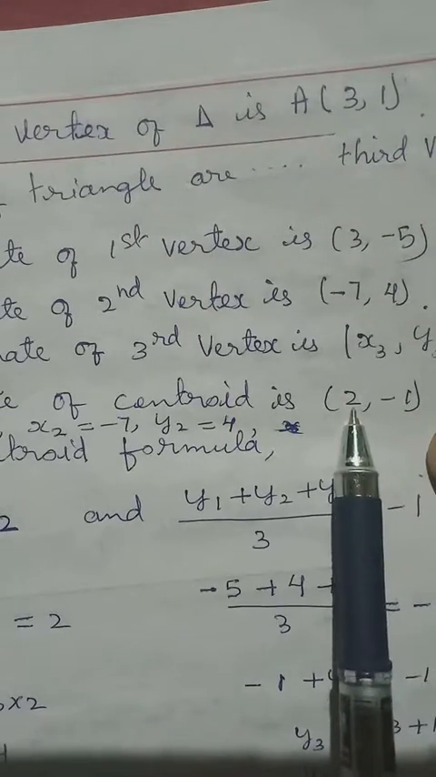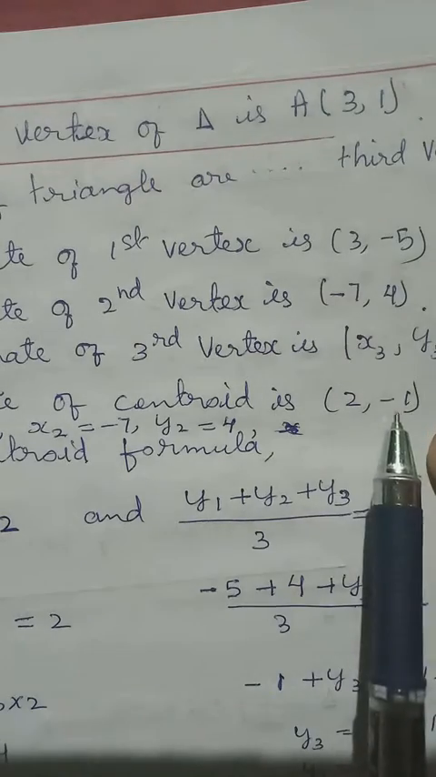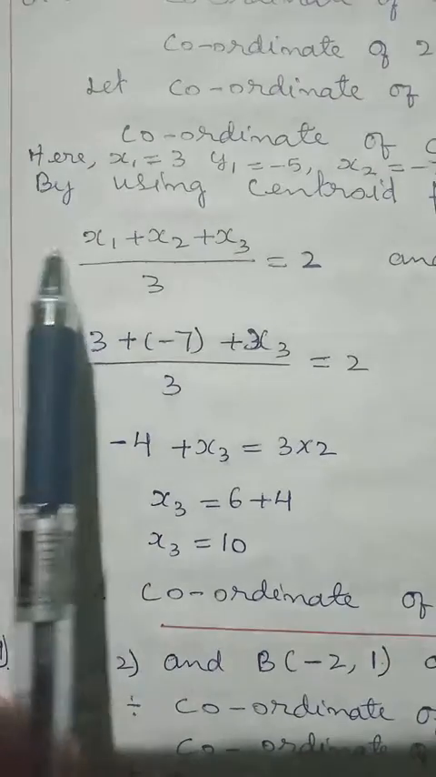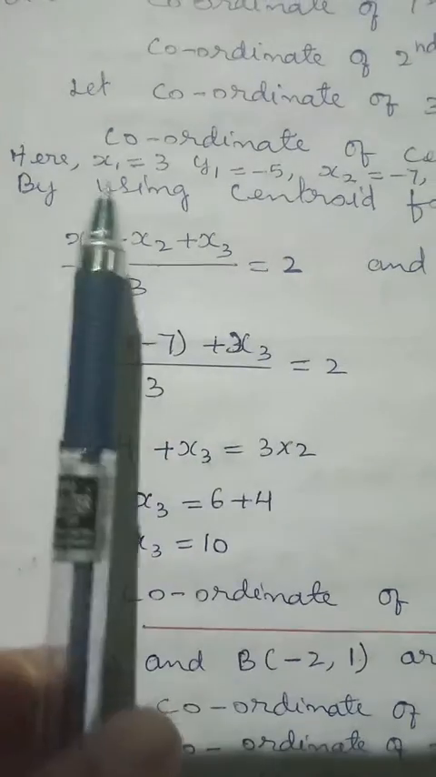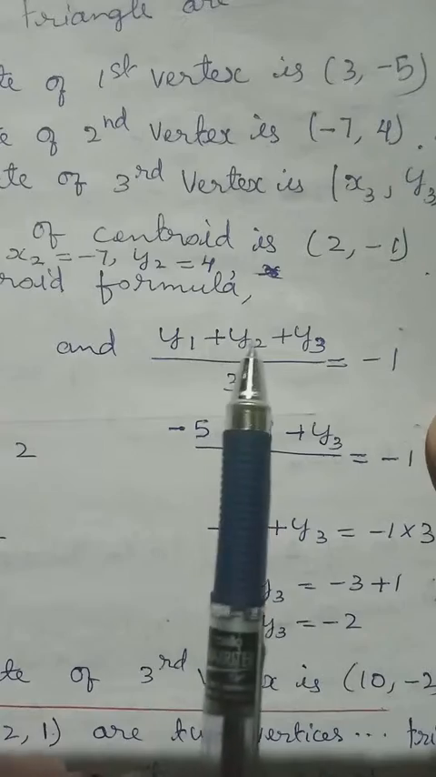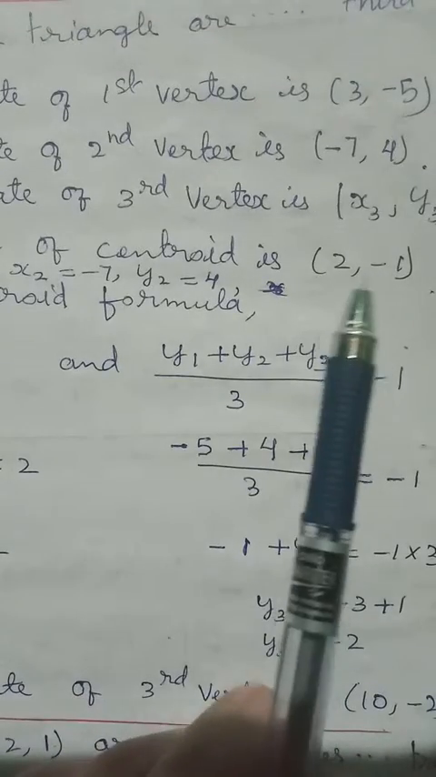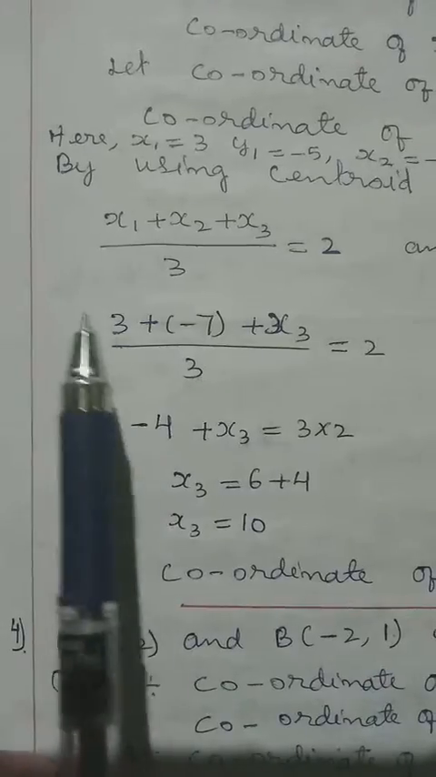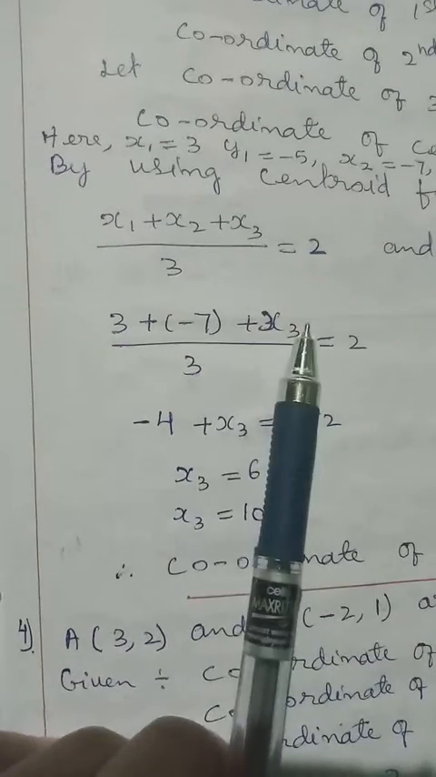Coordinate of centroid, we have 2 minus 1. That means x part is 2, y part will be equal to minus 1. They mentioned the word centroid. We can use centroid formula. So centroid formula, we know x1 plus x2 plus x3 by 3, y part, y1 plus y2 plus y3 by 3. This minus 1, this 2, they come from the coordinate of centroid because 2 minus 1. So now, x1 we know, x2 we know, we replace, x3 we have to find.